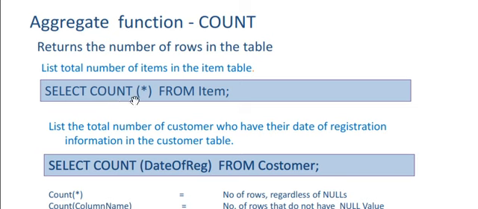But when you want the total number of items in the item table, it is going to retrieve 20. Whereas here it is going to filter out all the null values and give you the non-null values. So that is about count star and count of a specific column name.